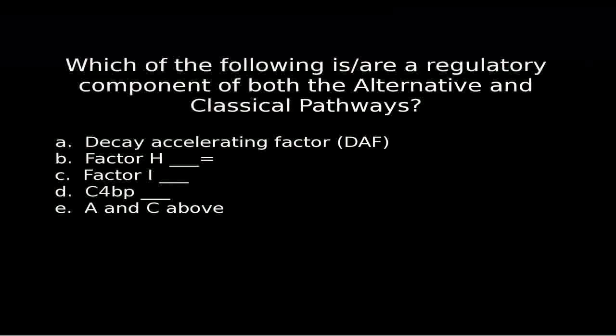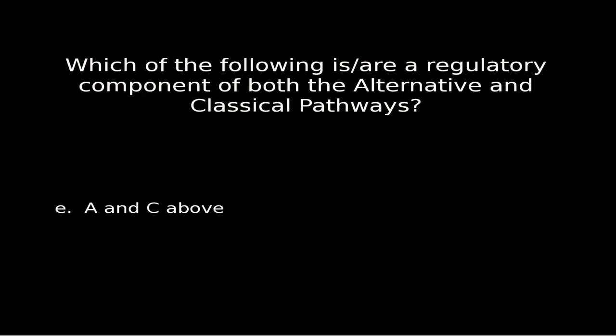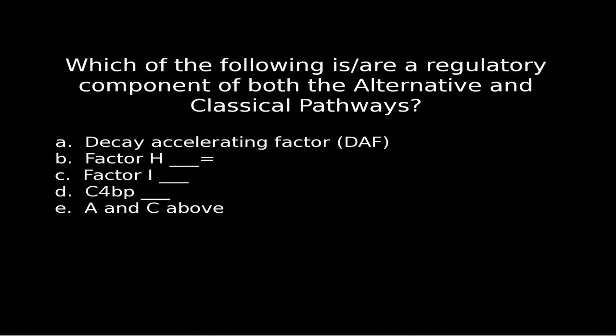Number 12 is, which of the following is a regulatory component of both the alternative and classical pathways, which we went over? That's going to be A, decay accelerating factor, and C, factor I. So the correct answer is E, A and C above.